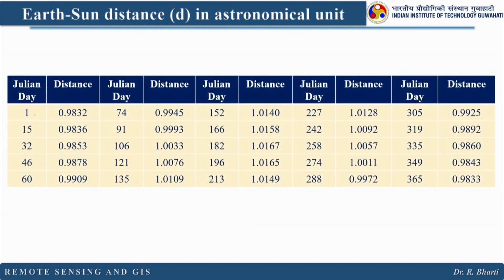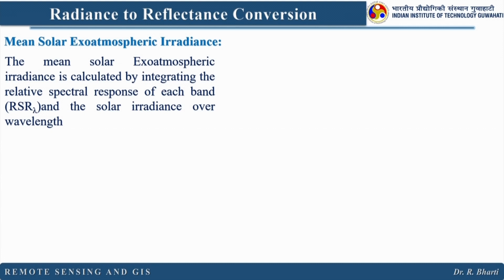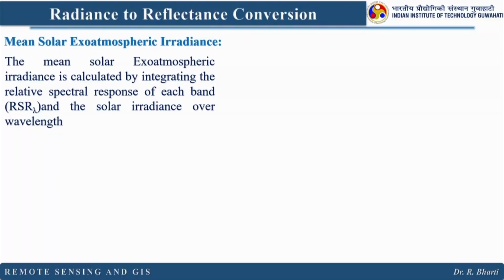Now, Earth Sun distance. For every 15 days we have already calculated the Earth Sun distance in astronomical unit. Remember d, but in the equation we have d square. So, if it is 365, then it has to be squared. The mean solar value is calculated by integrating the relative spectral response of each band and the solar radiance over wavelength. So, you have to understand what exactly I am trying to say here.